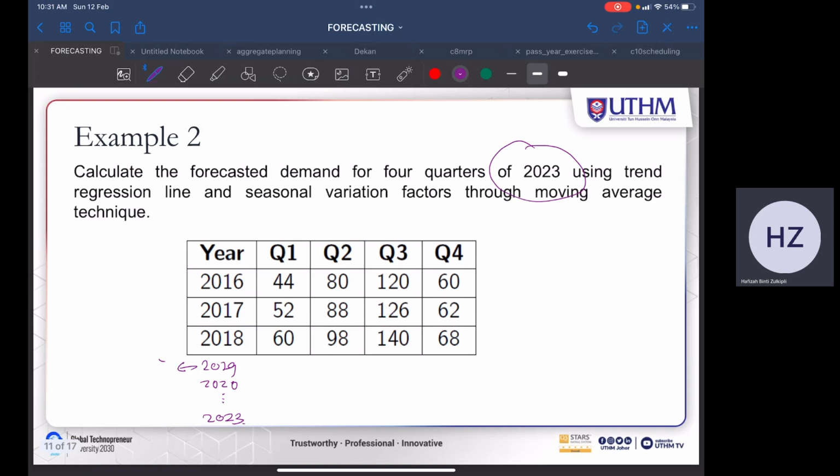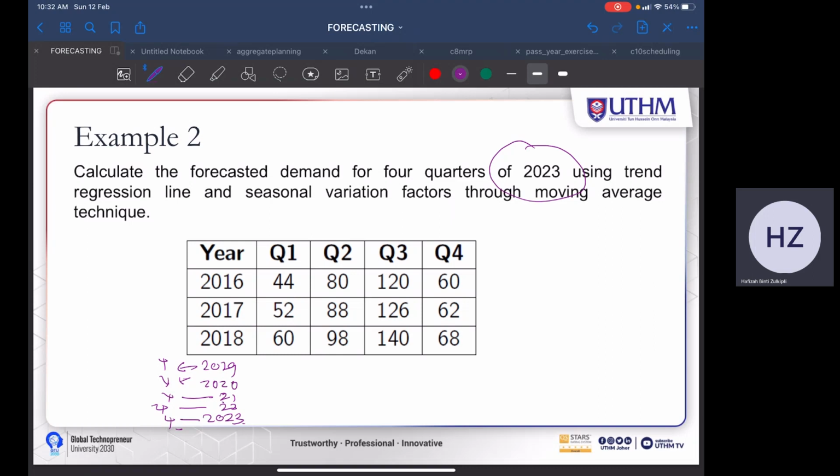Every year has 4 quarters. We also have 2021 with 4 quarters, 2022 with 4 quarters, and 2023 also with 4 quarters. So the time T here is up to 20: 4, 8, 12, 16 and 20. We will look at this later on.